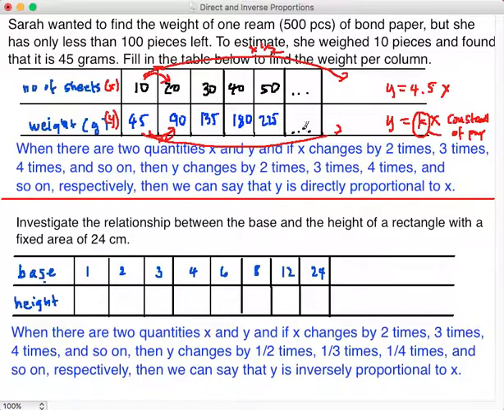Now, that's direct proportion. Now, sa inverse proportion naman, kung makikita ninyo, hindi natin na-fill up ito, but this is the relationship between the base and the height of a rectangle with a fixed area of 24. So, kung palaging 24 siya, 24 dapat yung product, diba? Kasi base times height. So, this is 24. This is 12. 2 times 12 is 24. This is 8. 3 times 8 is 24. This is 6. This is 4. 3, 2, and 1. No?